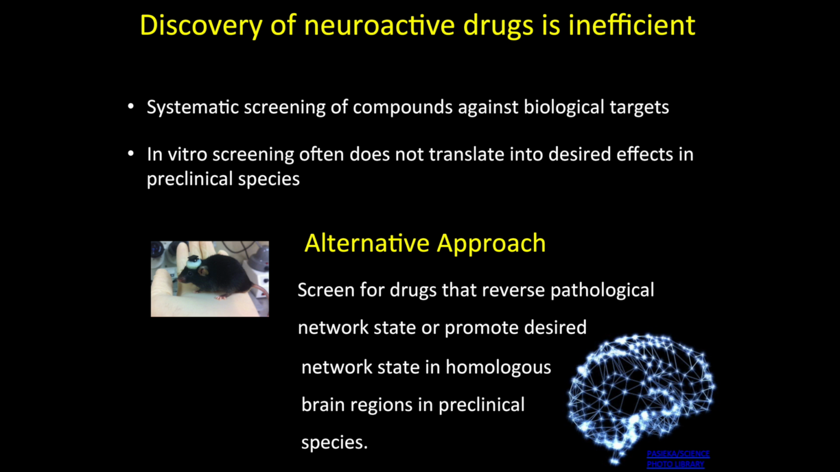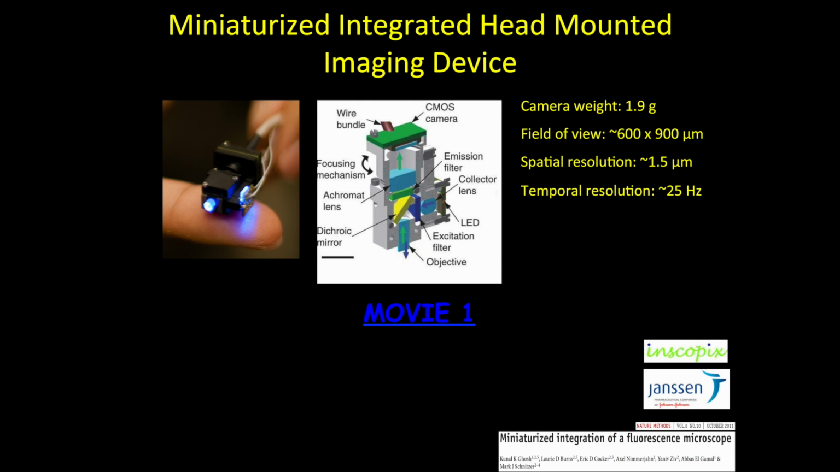To validate this general frame of thinking about drug discovery, we used calcium imaging performed with miniaturized head-mounted imaging devices. An example of the device is shown here. If you look carefully at the diagram, it's a typical benchtop microscope, highly miniaturized and connected to a CMOS camera. It's the same camera chip that you have in your cell phone. The result is that this highly miniaturized camera allows studying the activity of large groups of neurons in awake behaving rodents.